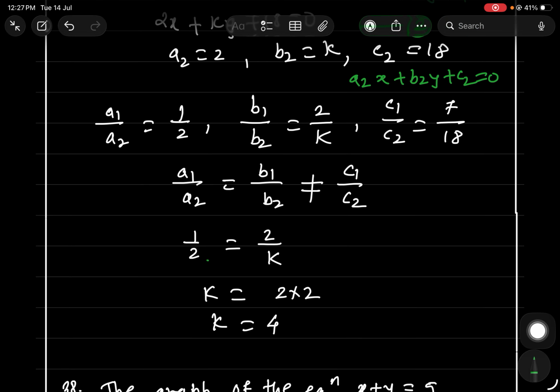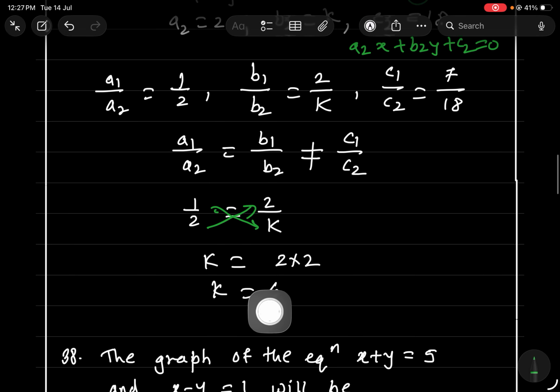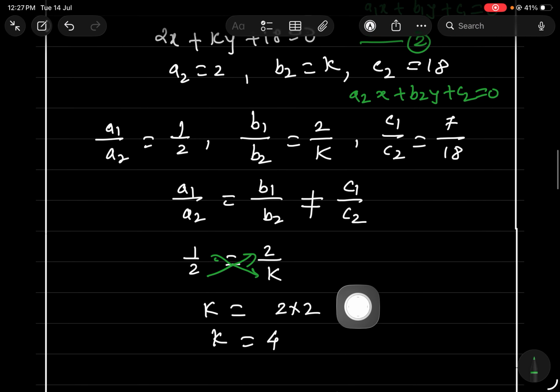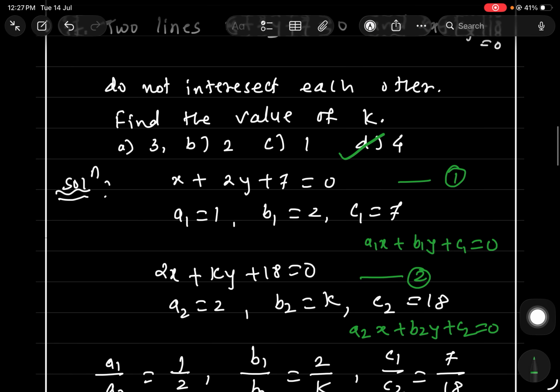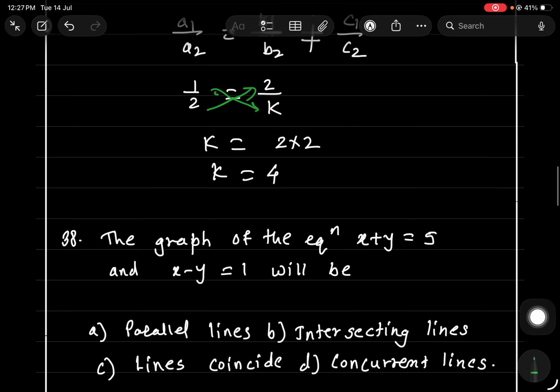So easily you will get the value. Here you have to do cross multiplication, so k equal to 2 into 2, 4. So we got k equal to 4, so D is your option.